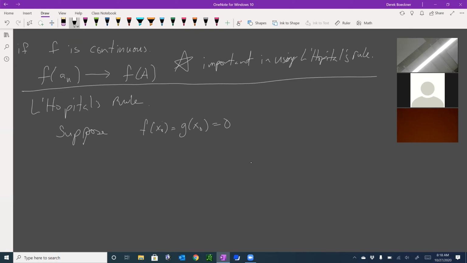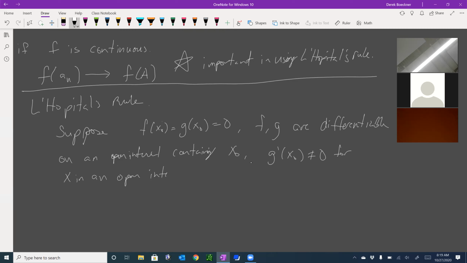So I've taken a specific input value, I put it into f and put it into g, and you get 0. f and g are differentiable on an open interval containing x naught. g prime of x is not equal to 0 for x in an open interval around x naught.